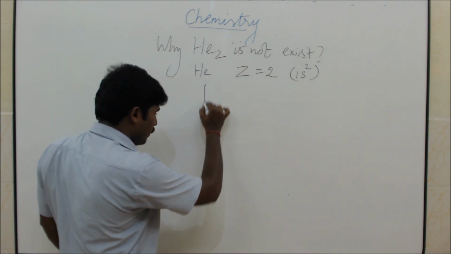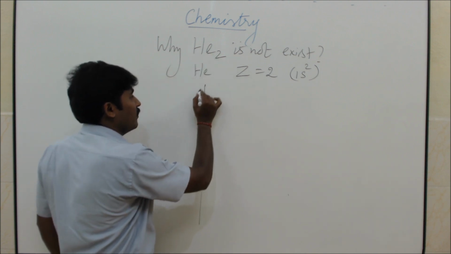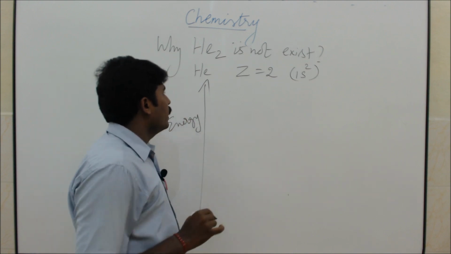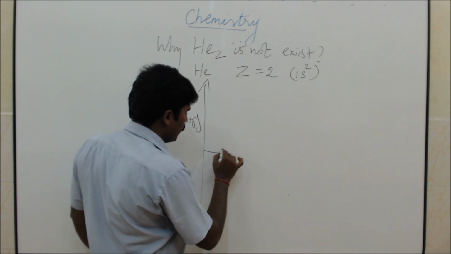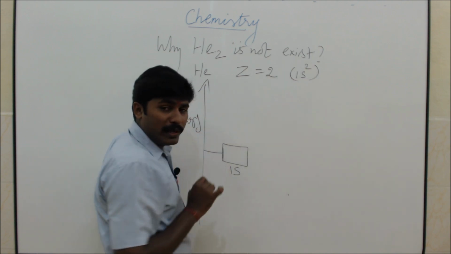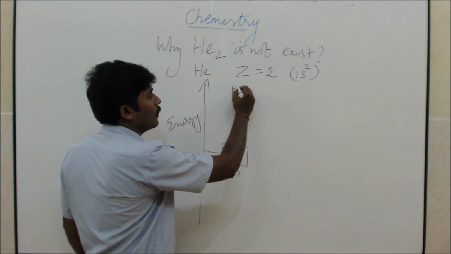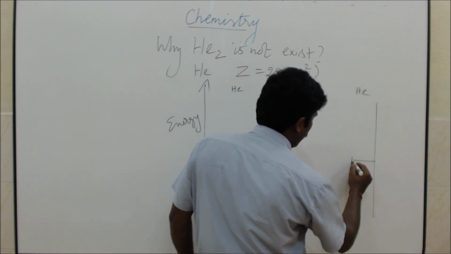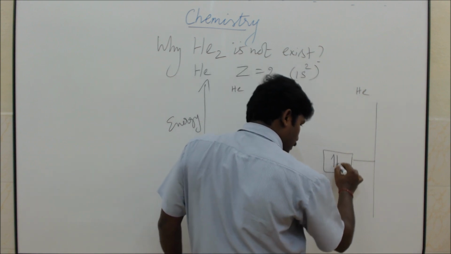Listen, this is the energy level. According to the Aufbau principle, electrons are filled in increasing energy level, so the arrow mark is upward. This is energy. Helium has atomic number 2, that means 1s. This is the 1s orbital. Helium has 2 electrons, so you write 2 electrons. This is one helium atom. This is another helium atom, with another 1s orbital that also has 2 electrons.